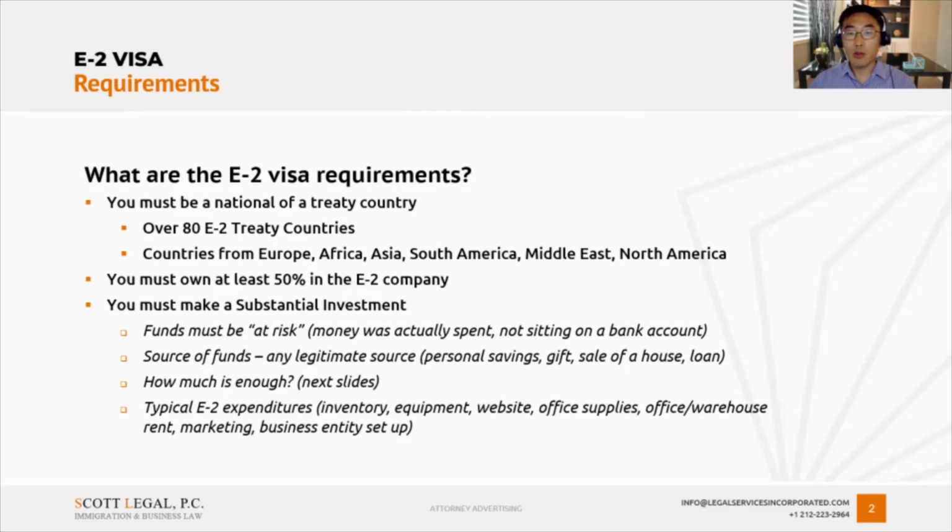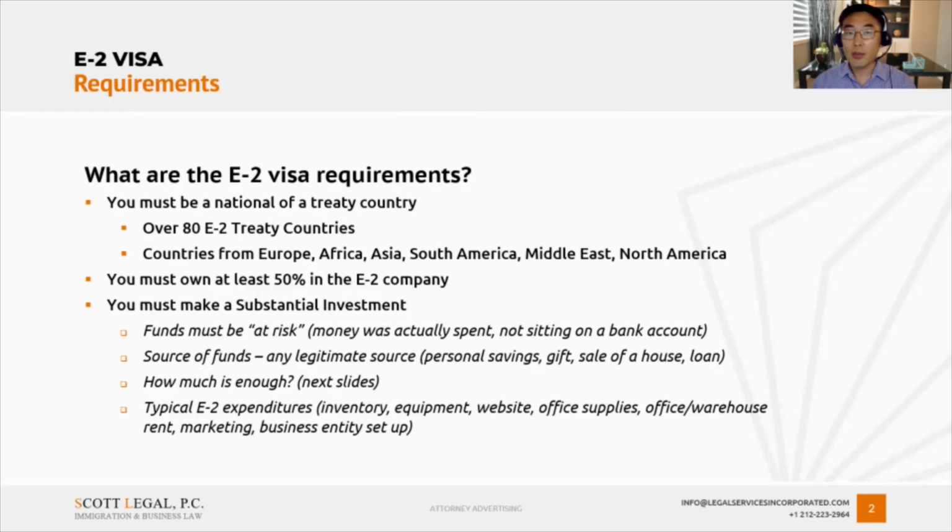But keep in mind that you do not need to be born in the treaty country. You just need to hold a passport from the treaty country. For example, let's say you were born in India, which is not a treaty country with the United States, unfortunately yet, but later you immigrated to Canada. If you have a Canadian passport right now, then you are eligible for the E2 visa.